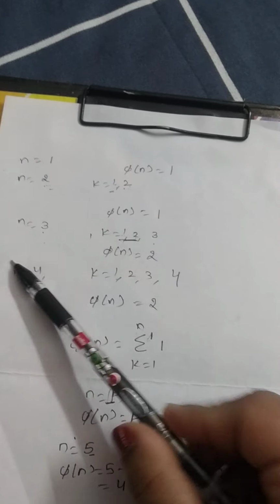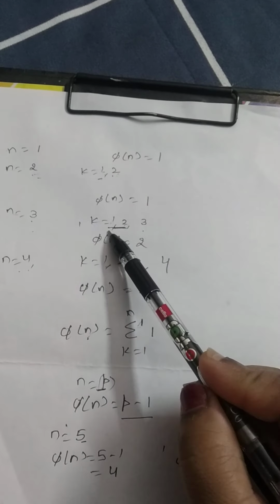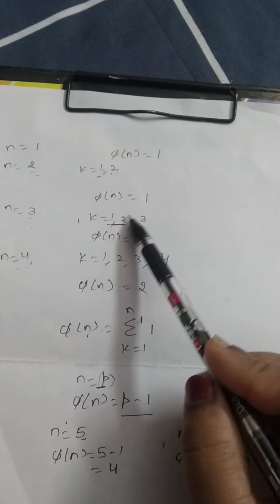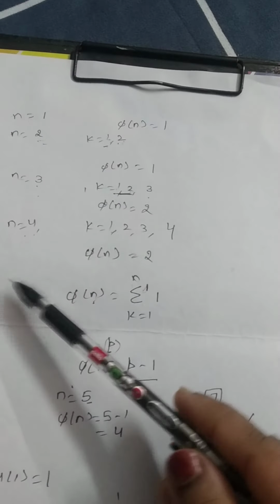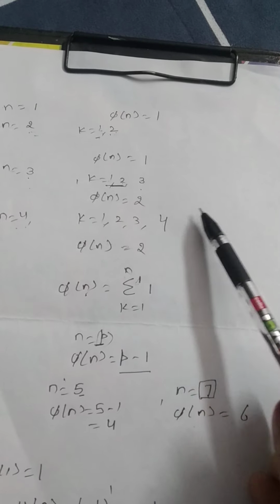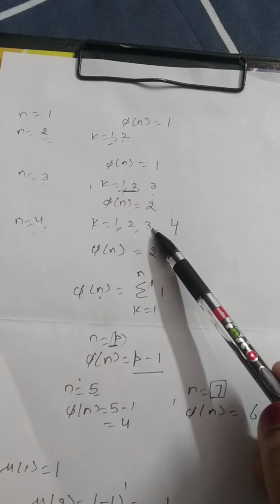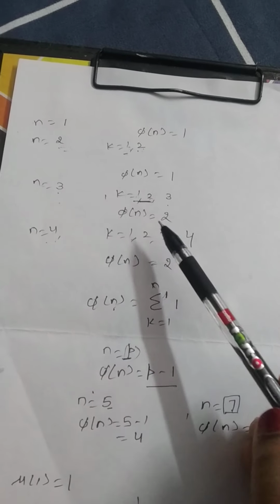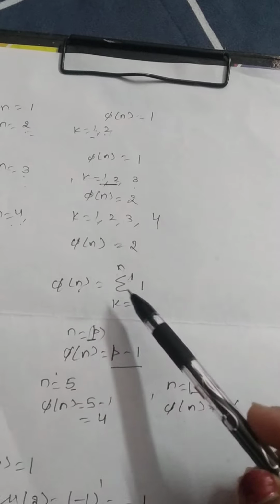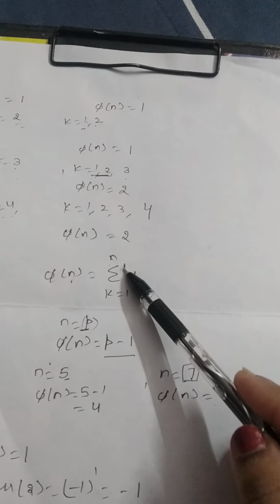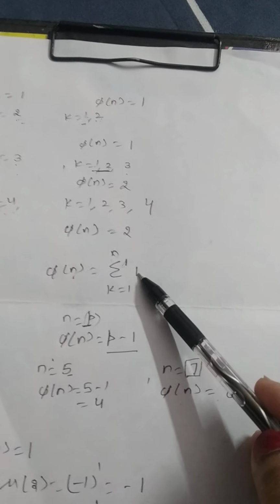If n is 3, k can be 1, 2, 3, and out of these 3 integers, 1 and 2 are relatively prime to 3. So, the answer will be 2 because these 2 are the integers. If n is 4, k can be 1, 2, 3 up to 4. Out of these 4 integers, only 1 and 3 are relatively prime to 4. So, 2 integers. So, phi n will be 2. So, phi n is the summation of 1, and the dash indicates that we have to take only those k's which are relatively prime to n.